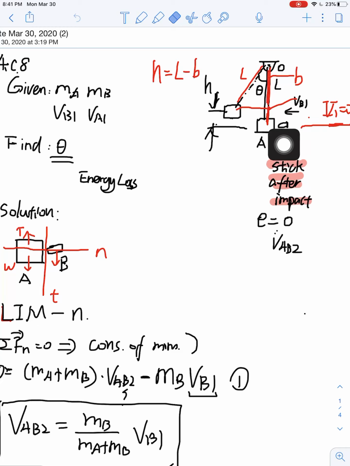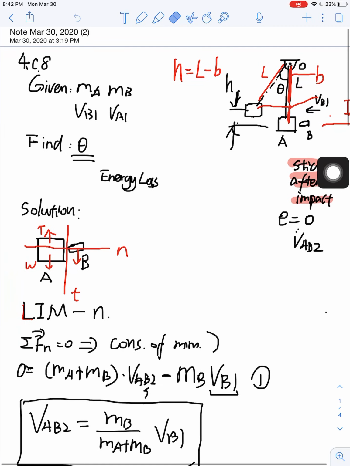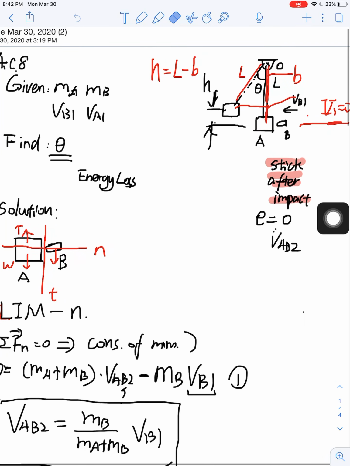So this mass A and B will swing the bar to a certain angle, let's call it theta. And in this example, we need to find what is the angle theta, and also what is the energy loss from this system after impact.